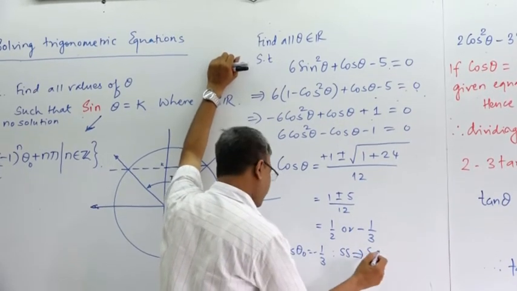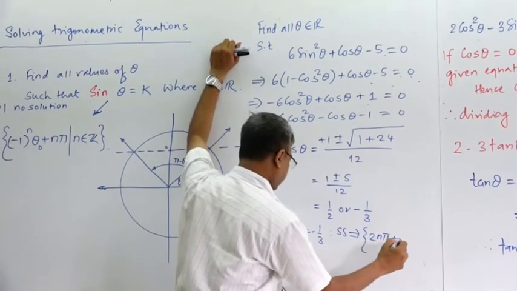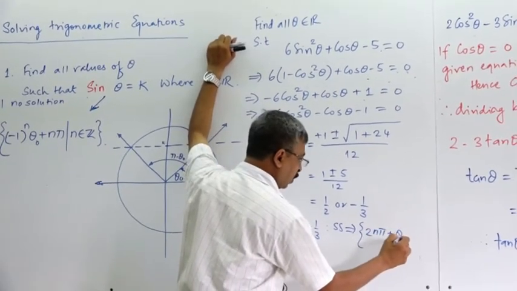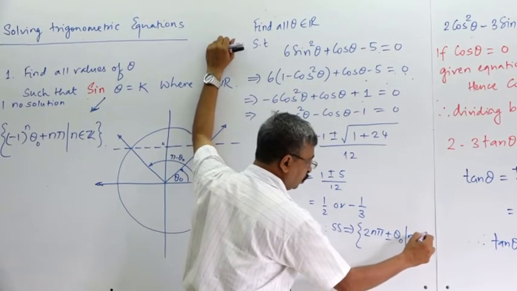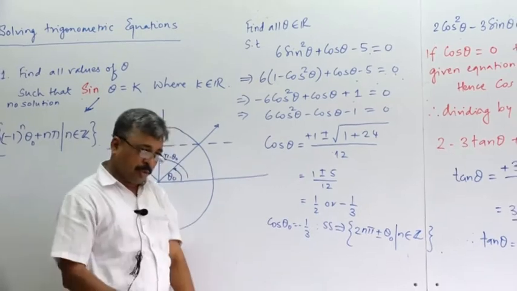2n pi plus minus theta naught where n belongs to Z. So this solution set union another.